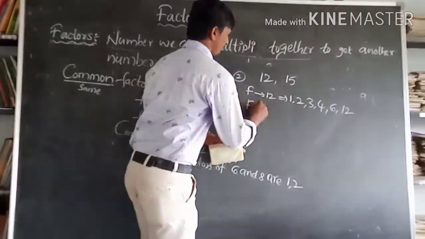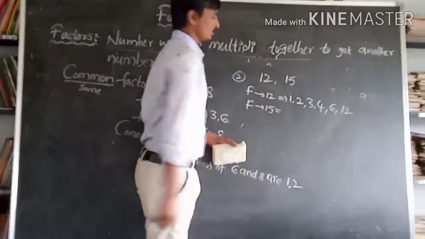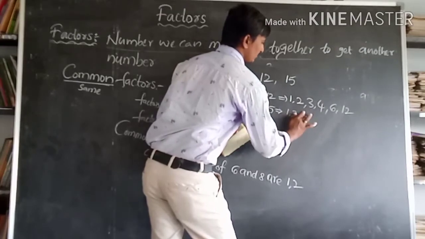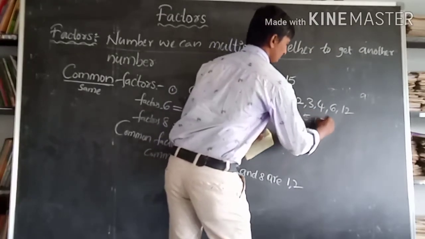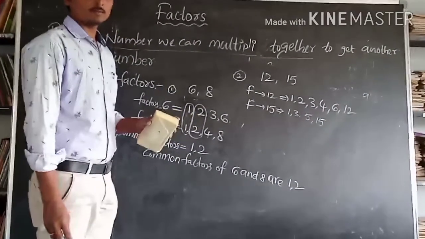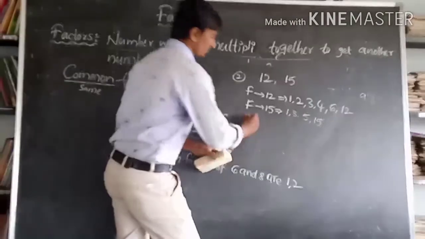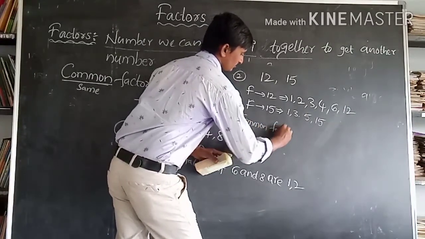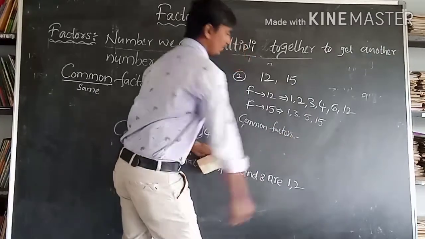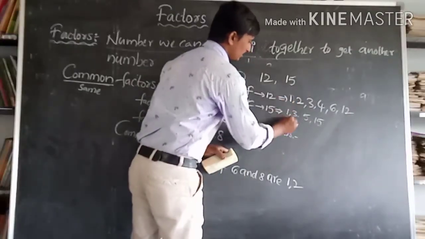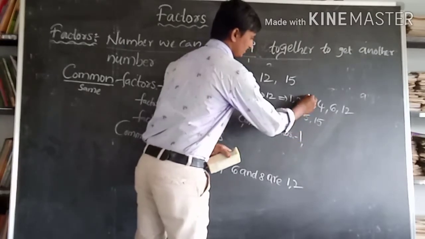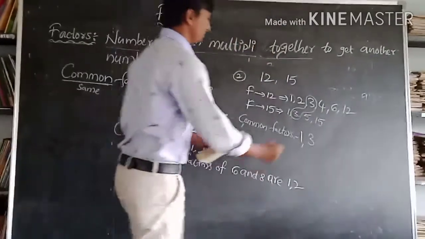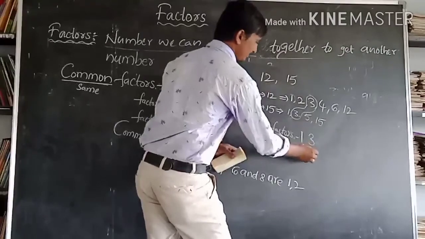Now take the factors of 15. 1, 3, 5 and 15. Will one more come? No chance. Now find the common factors. 1 is common, so I'm writing 1, and 3 is common, I'm writing 3. And the common factors of 12 and 15 are 1 and 3.